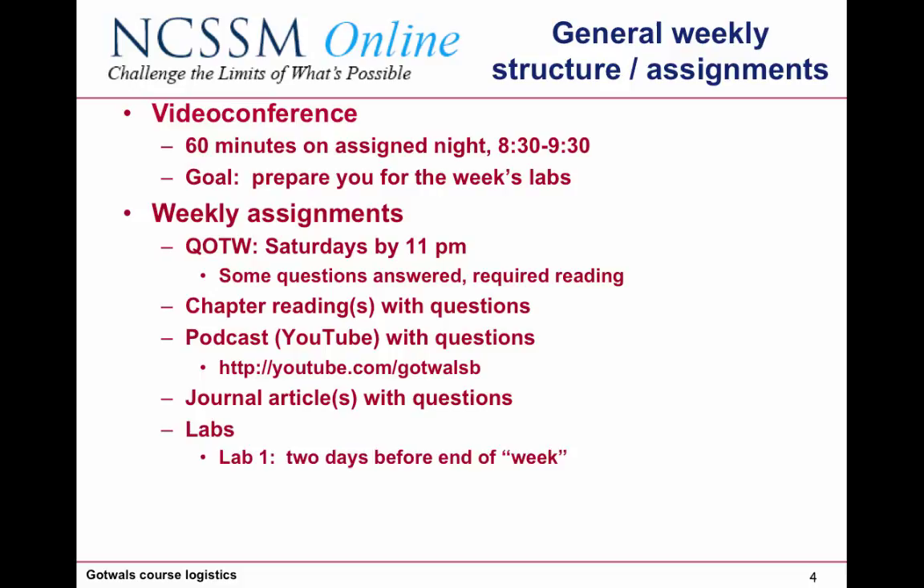Lab 1 is always due 2 days before the end of the week, and a week means when you start. So, for example, if your webinar is on a Tuesday night, your first lab is going to be due on Sunday, and your second lab is going to be due on Monday, because your week starts on that Tuesday. So you need to plan your schedule accordingly.